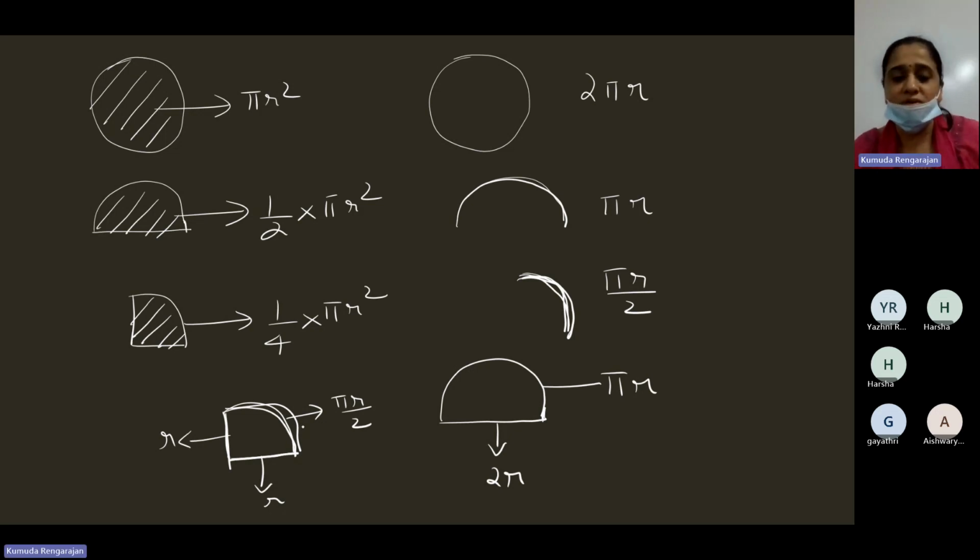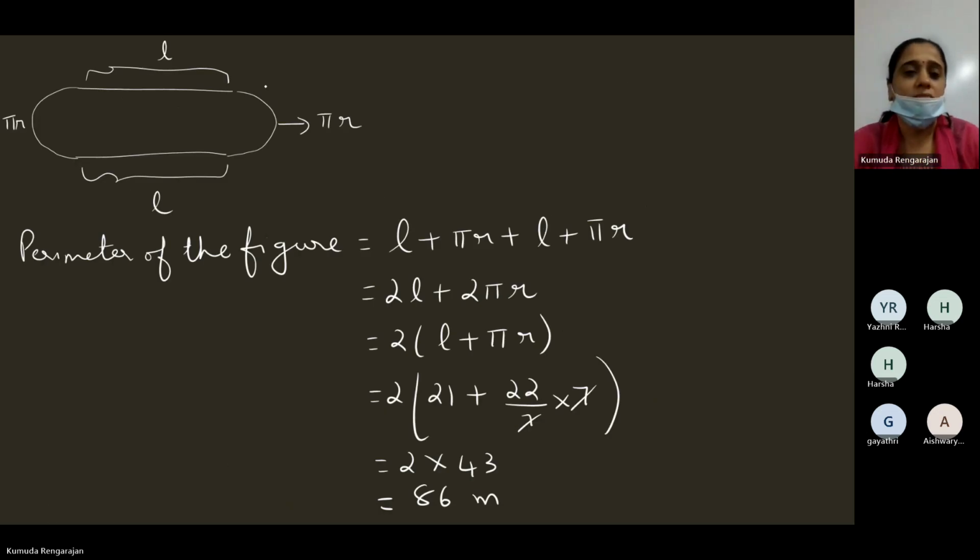R plus pi r by 2 is the perimeter of a quadrant. The perimeter of a semicircle is pi r plus 2r. So if you find pi r, you're finding the length of only this arc. So that's what we have in the figure here. Length of only this one is 2 pi r by 2, pi r.